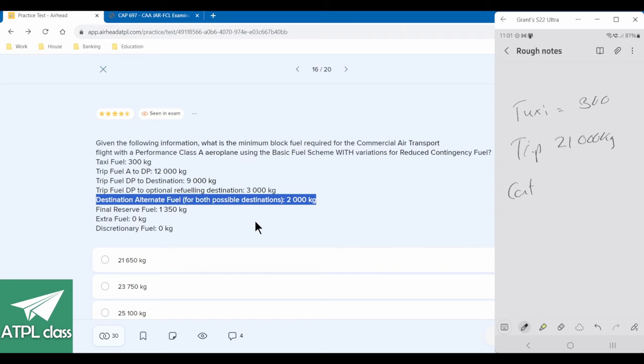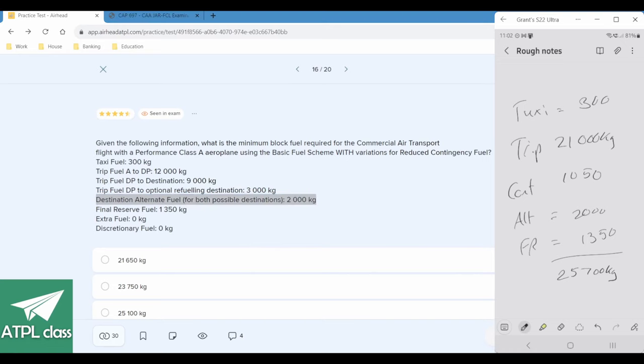Contingency, 5% is going to be 1050. Alternate is going to be 2,000. And the final reserve is going to be 1350. Hopefully that's right. If not, I think I've got the reduced contingency fuel procedure a bit confused. So 300 plus 21,000 plus 1050 plus 2000 for the alternate, and then plus 1350 for final reserve. So I'm getting a value of 25,700 kgs, which seems quite a lot, but we don't know what aircraft it is, I suppose.